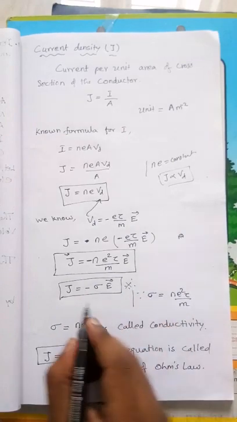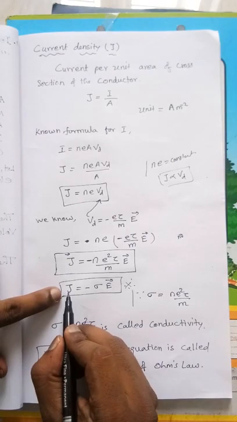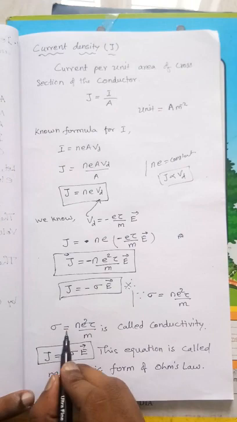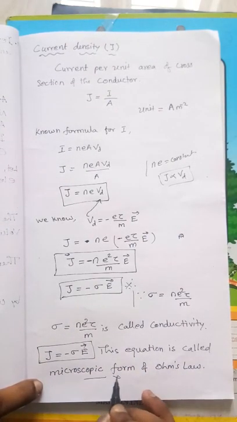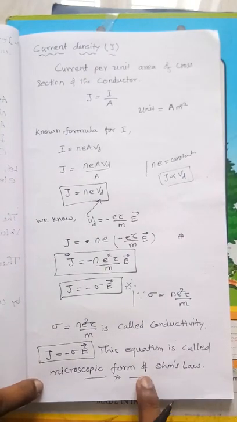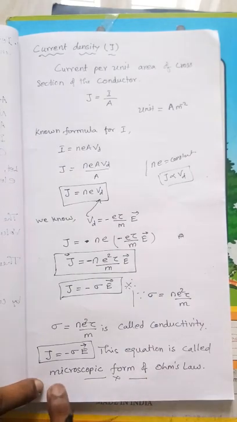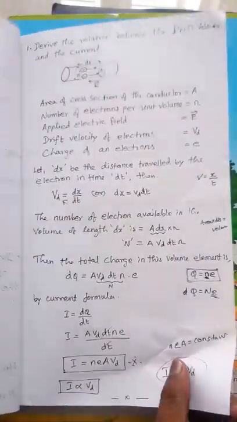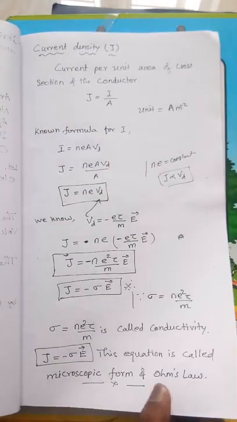So this is a very important formula: J is equal to sigma into E vector. This minus indicates the current density is opposite to the electric field. That is the meaning. Here the sigma value is called conductivity. This equation is the very, very important microscopic form of Ohm's law. Up to here is a 5-mark question. If you want to write the microscopic form of Ohm's law, start from here up to here for 5 marks. Up to here is a 3-mark question. So very important. Continue the question.